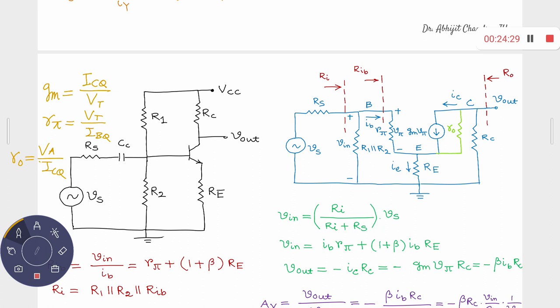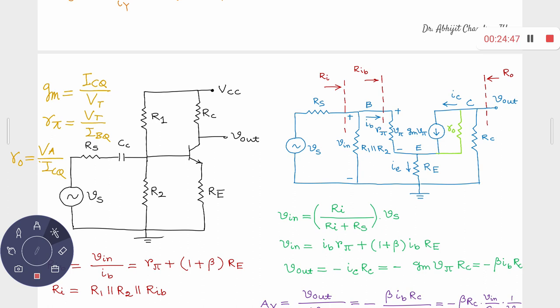So these are the three components, gm, rπ, r0. These are the three components of a small signal model. rπ is the resistance between base and emitter, then the gm voltage-dependent current source, and this r0.